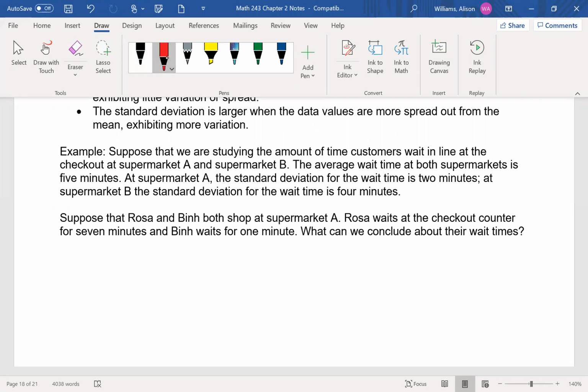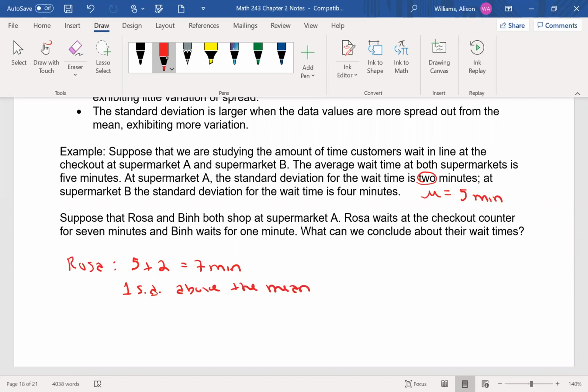Okay, so Rosa's wait time of 7 minutes. We're told that the mean is 5 minutes. And since she waited 7 minutes, that means she waited 2 minutes above the mean, for a total of 7 minutes. Well, 2 happens to be what they said the standard deviation was, right? The standard deviation is 2 minutes at supermarket A. So she is 1 standard deviation, and I'm going to use SD to represent standard deviation, above the mean.